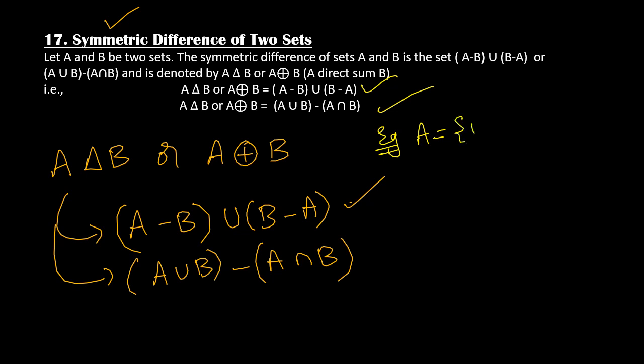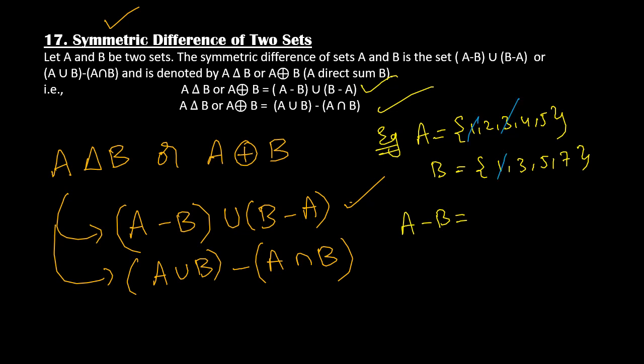Let us take a set A which is 1 2 3 4 5, and let us take a set B which is 1 3 5 7. So what is A minus B? A minus B means I need to take elements from A which are not in B. So let me cancel the common ones: 1 is common, 3 is common, 5 is also common. So A minus B will be 2 comma 4. Then what about B minus A? I have to take elements from B which are not there in A, meaning only 7 is there.